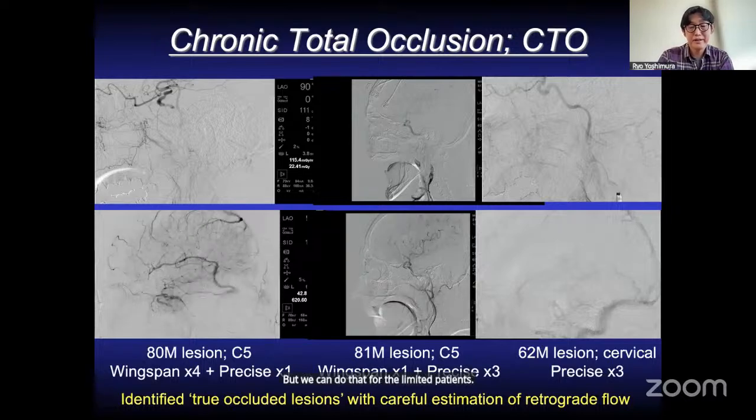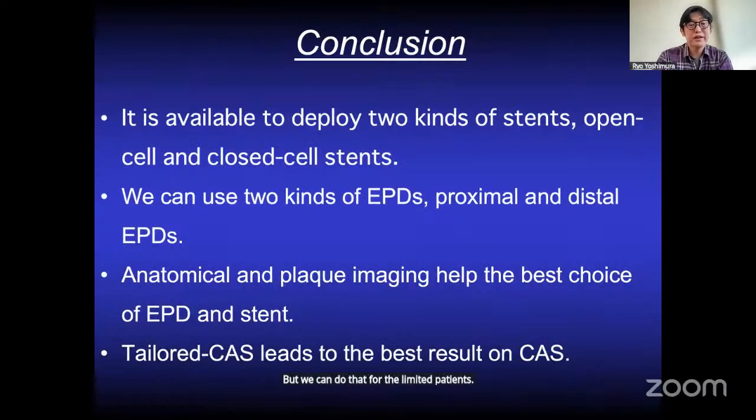So the conclusion is there are two kinds of stents, the open cell and closed cell stents. We can use two kinds of EPDs, proximal and distal EPDs. And anatomical and plaque imaging will help choose the best EPD.